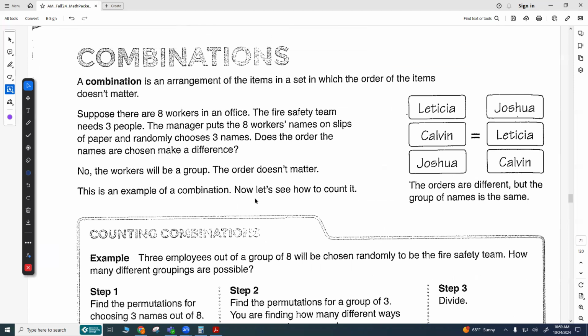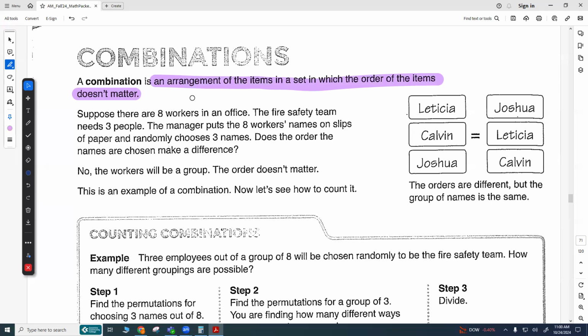I think you guys are doing okay with permutations, but of course we'll go back and practice. All right. So a combination is an arrangement of items in a set in which the order of the items doesn't matter. Okay. So let's see if we can get a sense of how this works and how it's different from permutations. Okay. So now we have this scenario.